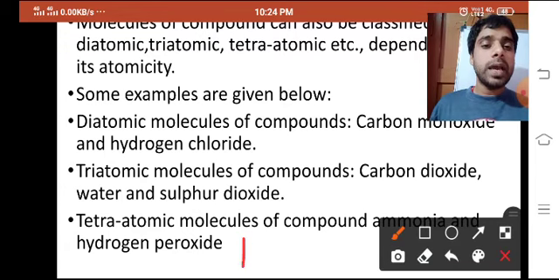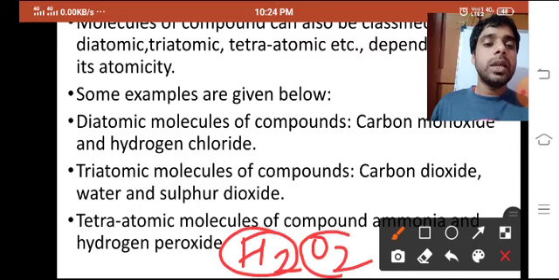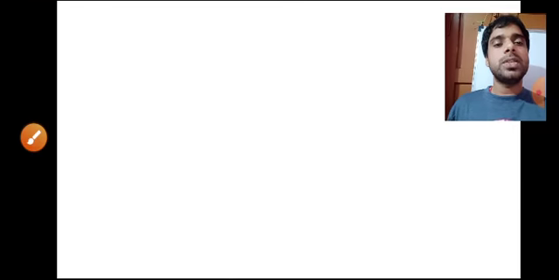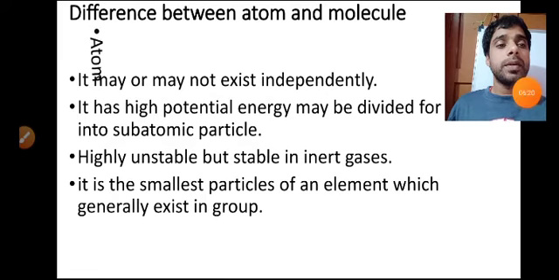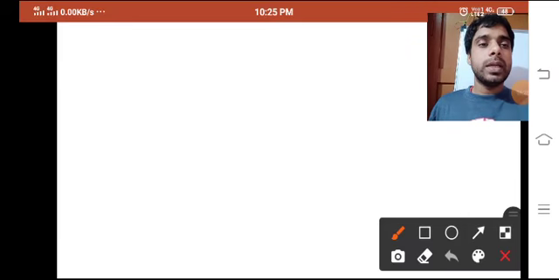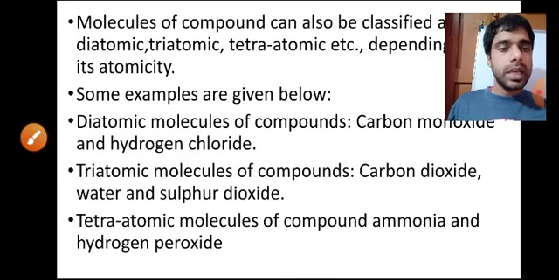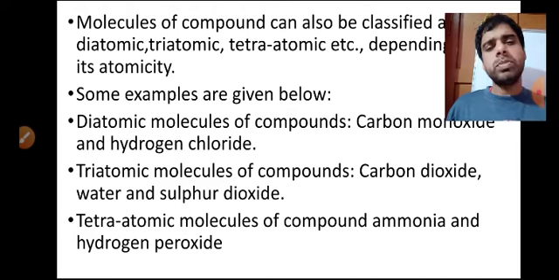Hydrogen peroxide, H2O2, 2 hydrogen and 2 oxygen. 2 plus 2, 4. So this one is tetraatomic. Okay? Understood. Now one more thing I want to discuss. Tetraatomic you have done. Octatomic is also there. Okay? Polyatomic is also there. You can see NH3, ammonia, we will write CaCO3, different ones are there. So polyatomic can also be there.